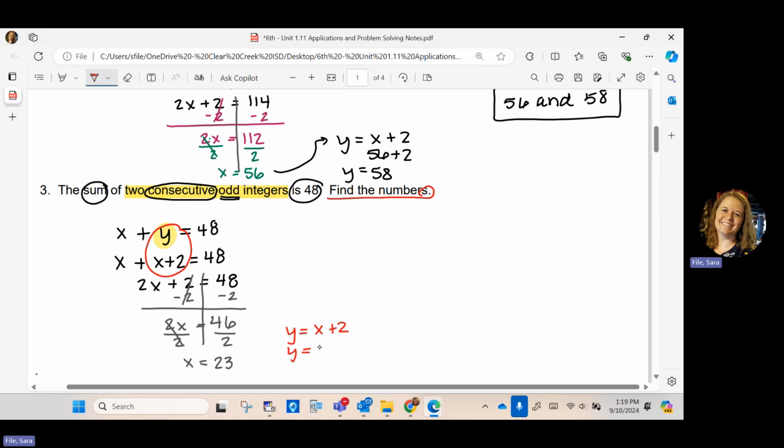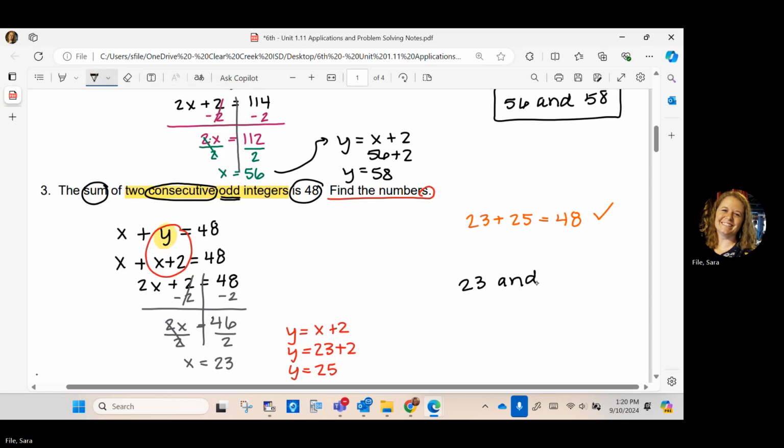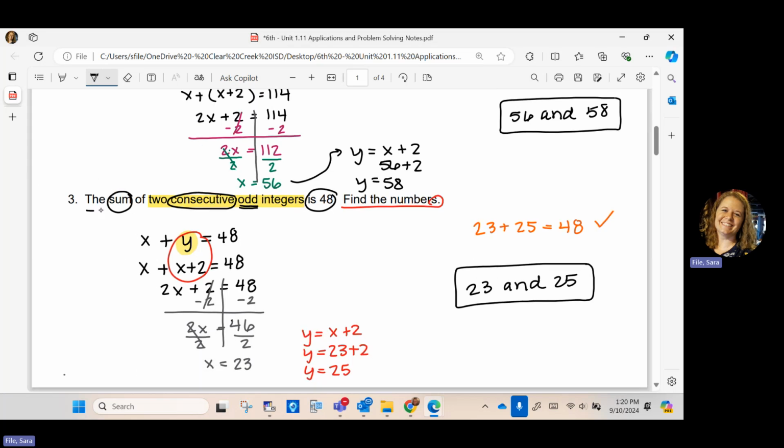Again, a lot of you won't have to write this part down. You can just add 2 in your head and know that the next number after 23, the next odd integer, is 25. Okay, you can check your work and say, does 23 plus 25 indeed equal 48? And it does. It checks out. So my answer here is 23 and 25. Those are odd consecutive integers, and they add to 48. They have a sum of 48. Again, that's sum meant to add.